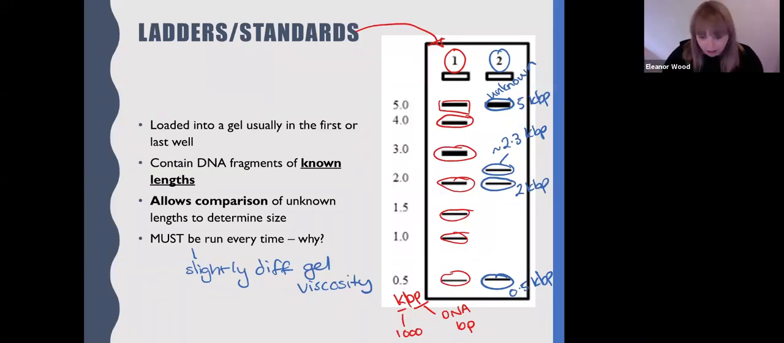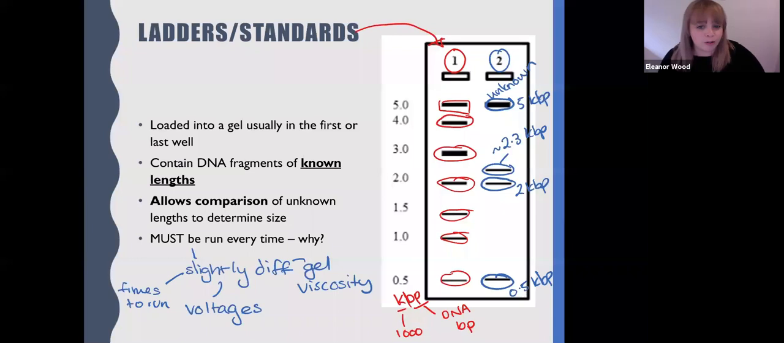In addition to that, you might also get slightly different voltages. And if you get slightly different voltages, the higher the voltage, the further it's going to move through. So you have to put a fresh ladder in every time. The last thing that might be slightly different is the time to run the gel. If you have a bit longer in one running, then you might end up with it moving further along. So every single time you load a new sample, you must load your ladder. You cannot use a ladder from one gel to measure against another gel.